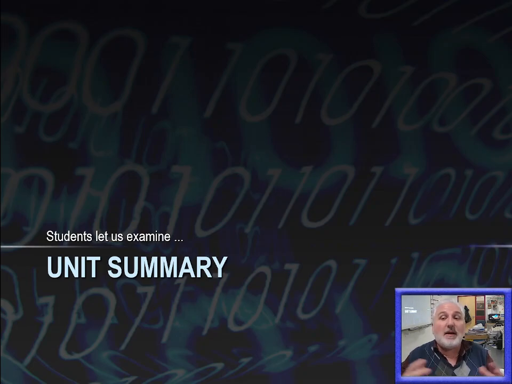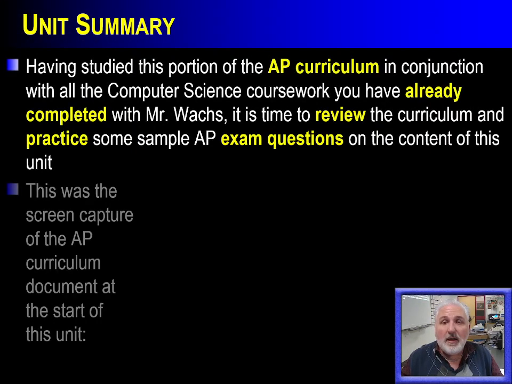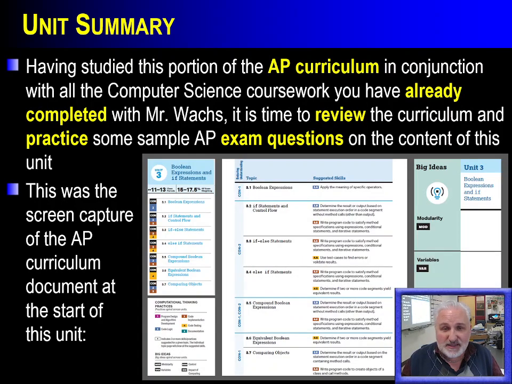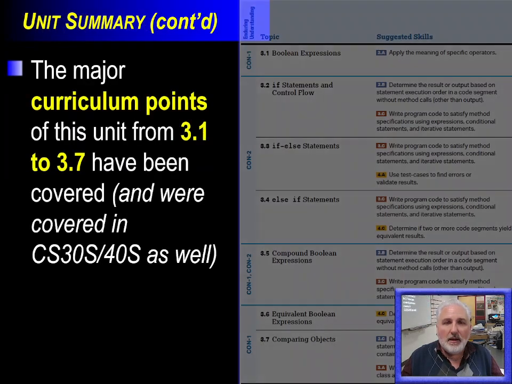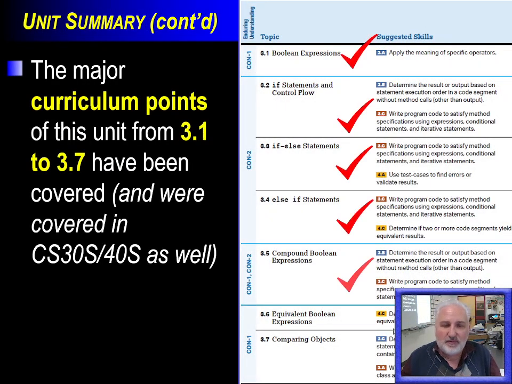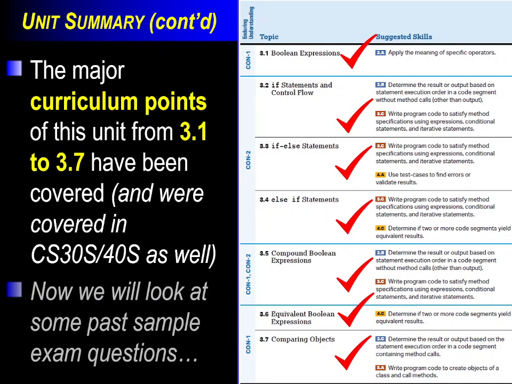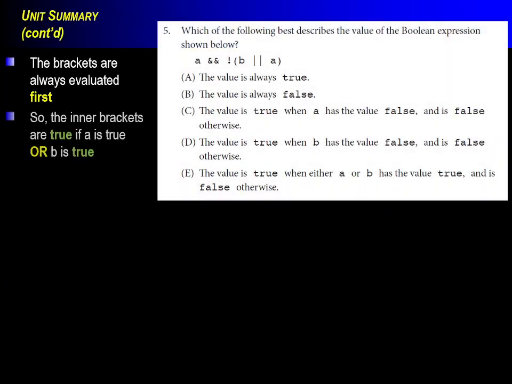All right, let's summarize this AP unit on Boolean expressions and if statements. We started this off with that screen capture of what the AP wanted. These major curriculum points from 3.1 down to 3.7 have been covered: a Boolean expression, applying the meaning of specific operators, if statements and control flow, if-else statements, else-if statements, compound Boolean expressions, equivalent Boolean expressions, and comparing objects. Let's now take a look at a sample AP exam question.